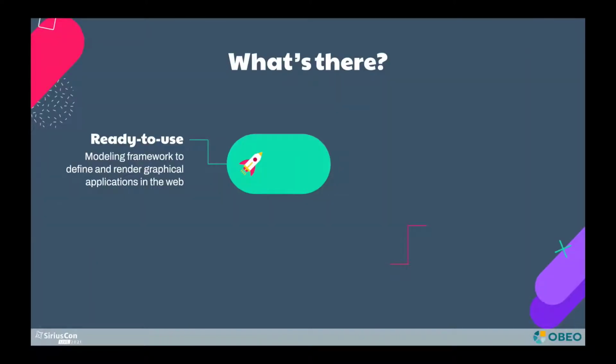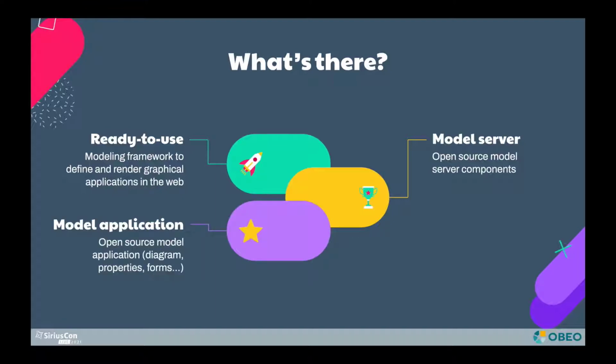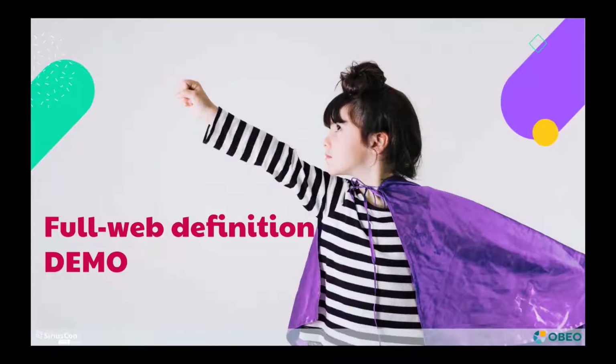First of all, let me give you some context and let's see what the Sirius Web project is. Sirius Web is a ready-to-use modeling framework to define and render graphical applications in the web. It provides an open-source model server with various components that you can reuse. On top of that, it comes with an open source application offering tons of features such as diagrams, properties, forms. And finally, it relies on regular web technologies like Spring Boot, GraphQL, React, Apollo, Xstate, and Material UI, to name a couple of them. Now, let's have a look at Sirius Web in action.